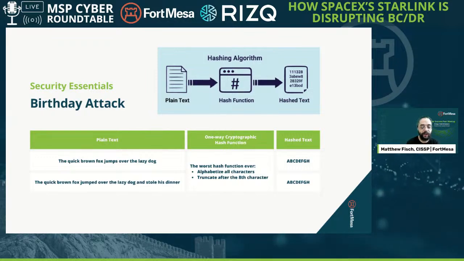Change that sentence to the quick brown fox jumped over the lazy dog and stole his dinner. Different sentence, different data. Same cryptographic function. What you will find is the same hash text. So, I mean, this is a problem for a poorly designed hash function, and unfortunately, there's many older hash functions that, while they may not have been poorly designed when they were invented 10, 20, 30, 40 years ago or more, today they can be defeated quite easily by attackers.